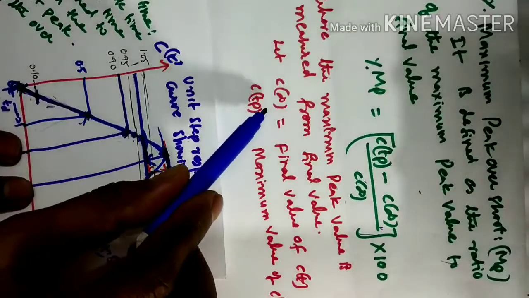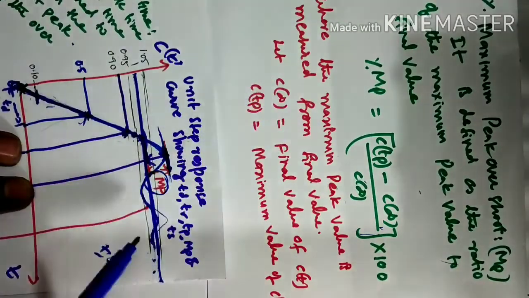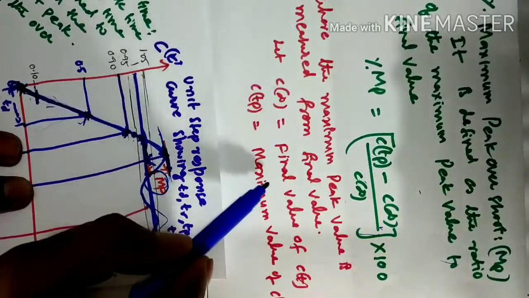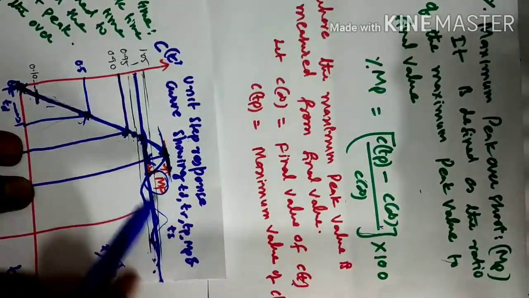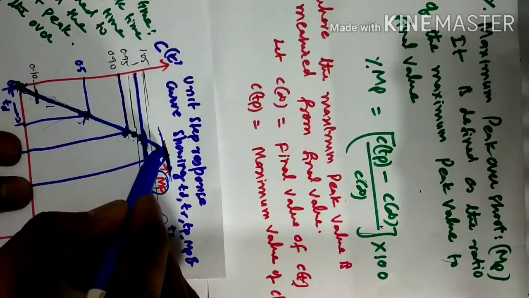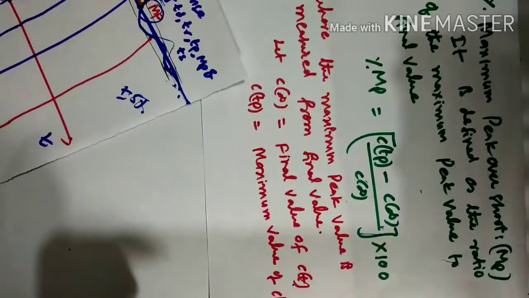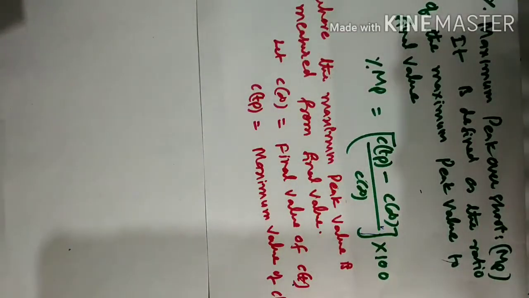See here, when t is equal to infinity, it means the response reaches the steady state. So c of infinity is equal to the final value of c of t. c of t_p is the maximum value of c of t. From this point to this point is called the minimum value of c of t.